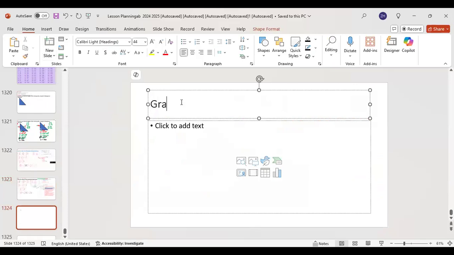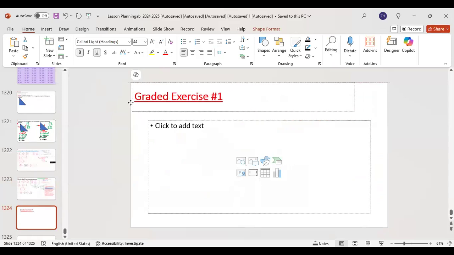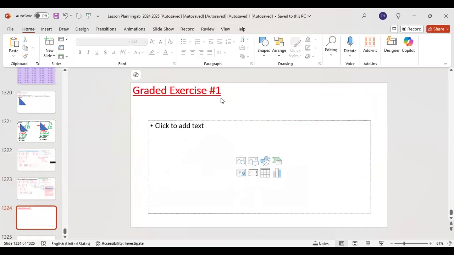Graded exercise number 1 is our first graded exercise. Whoa, and it's almost 8 o'clock, and we haven't even done any quiz yet. Wow.